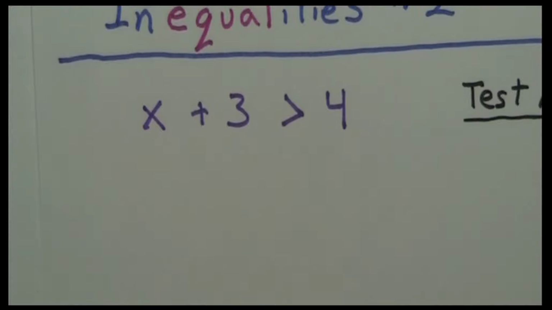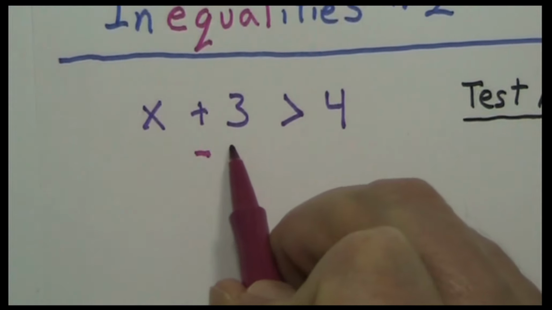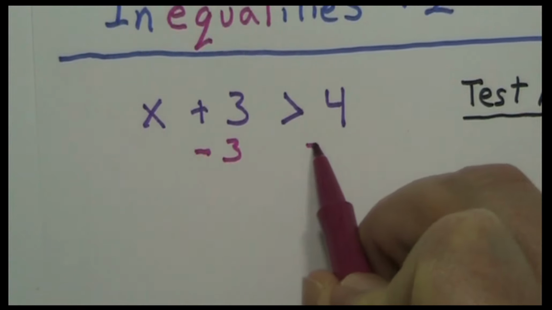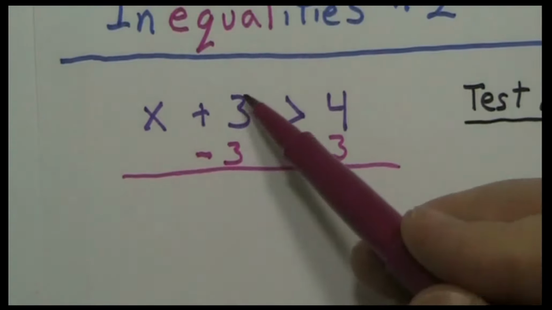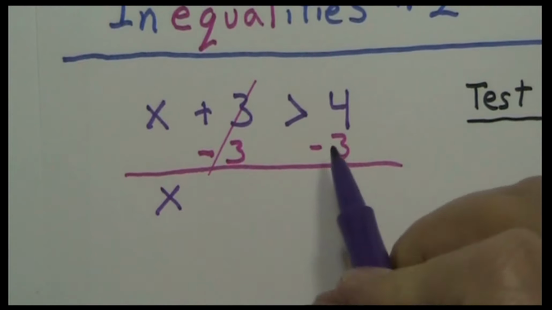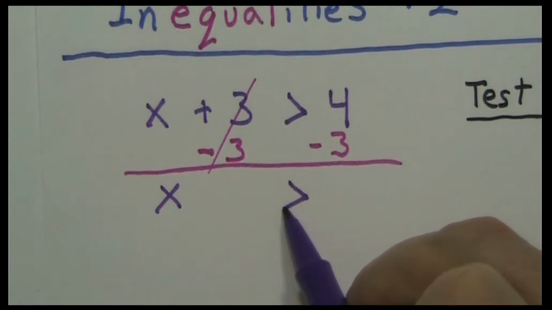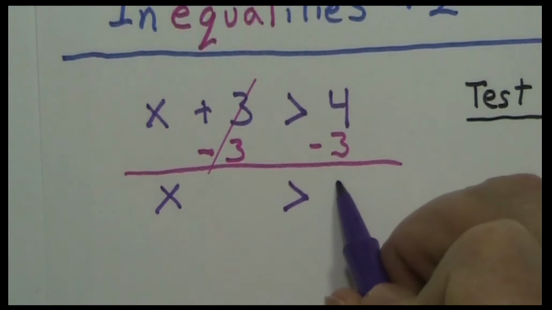We want the letter by itself, so get rid of the constant. I will do the opposite. I'll subtract 3. Do this to both sides. All right, and this becomes 0. And then you're just left with the letter X. And then we'll just bring this down. And on the right side, 4 minus 3 is 1.